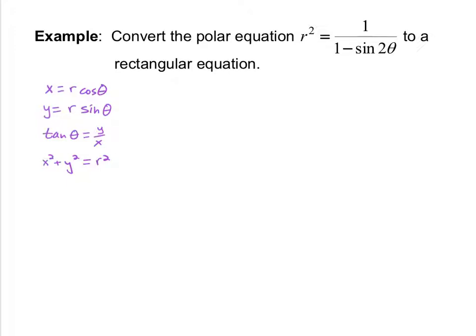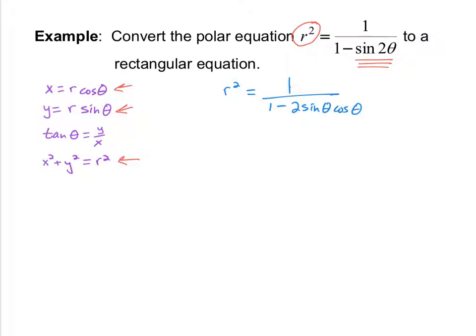Okay, now I'm going to show you two ways to do the same problem. One is a little more intuitive than the other. So to start with, when you look at this one, you might notice that you've got an r squared, which we know from this equation I could change to x squared plus y squared right off the bat. I might want to do that eventually, but I think right now I'm going to focus on dealing with this first because that's the sine of 2 theta, which does not match either one of these substitutions because the argument is wrong. So I'm going to write the equation as r squared equals 1 over 1 minus 2 sine theta cosine theta.